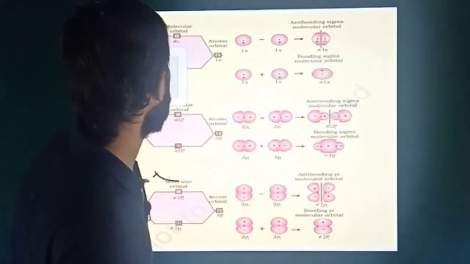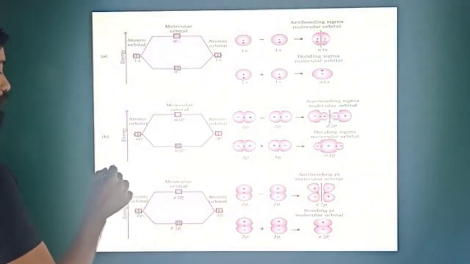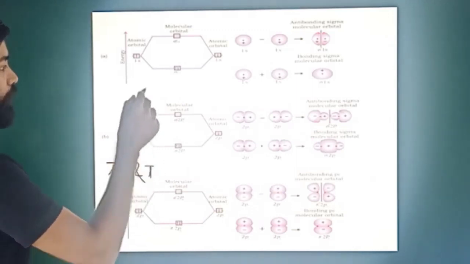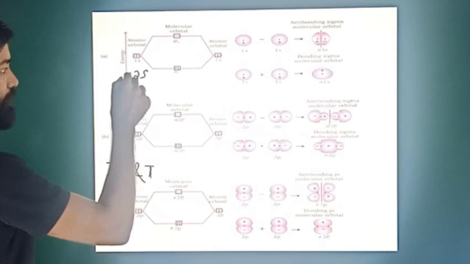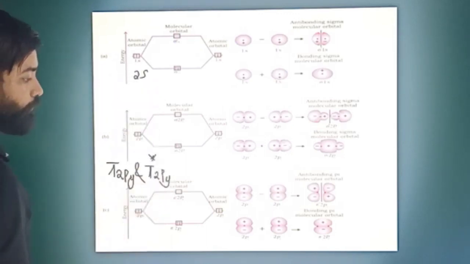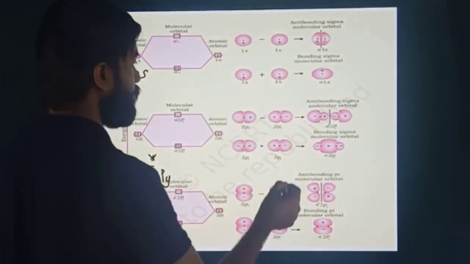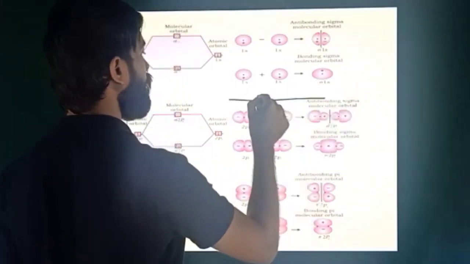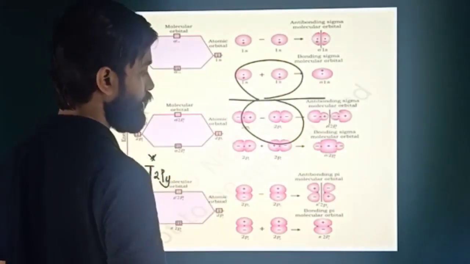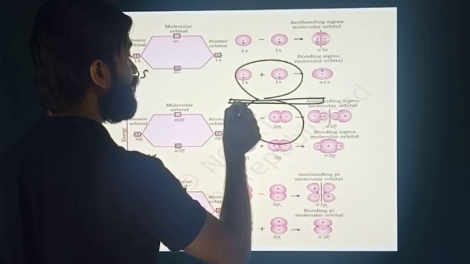What about the pi category? Pi 2px and pi star 2px are given. The very same is for pi 2py and pi star 2py. Both are the same. 1s, 2s both have a similar trend; pi 2px and pi 2py both have the same trend. So when pi 2px and pi 2py undergo additive combination, there will be a nodal plane. Above that nodal plane there is an electron cloud, and below that nodal plane there is also an electron cloud like this.